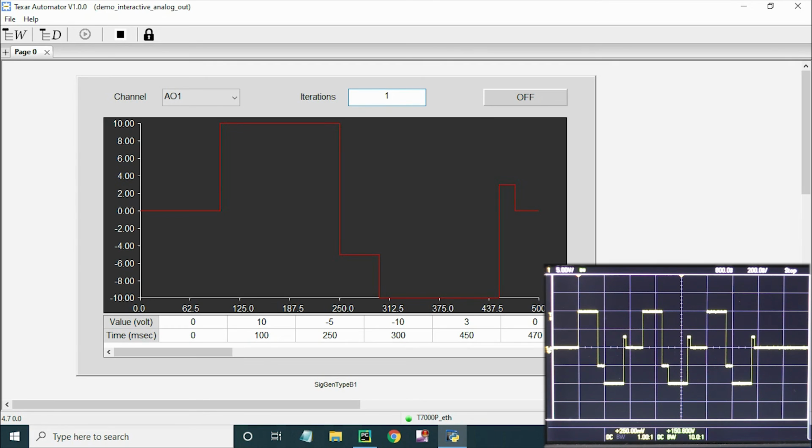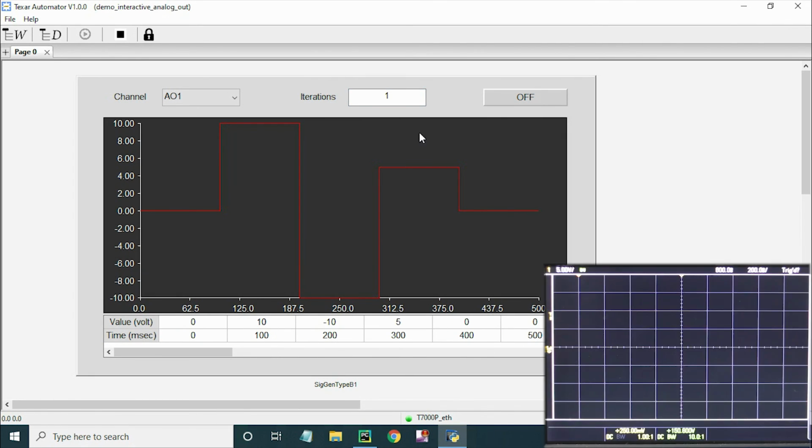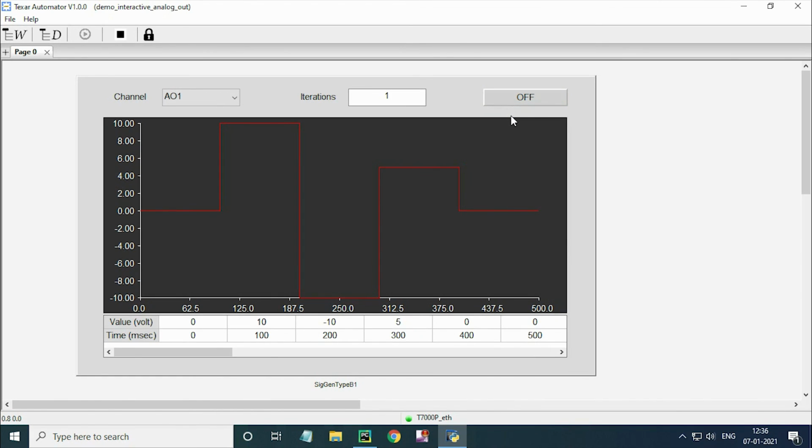Instead of 3, we can also specify a bigger number if we wish to repeat the pattern for a longer period. Let us change the pattern and repeat the process. This again works as expected. Note that the other 7 analog out channels behave exactly as A01 channel.